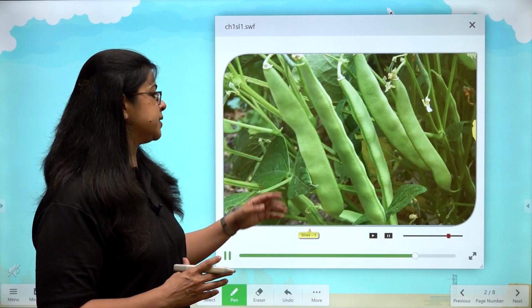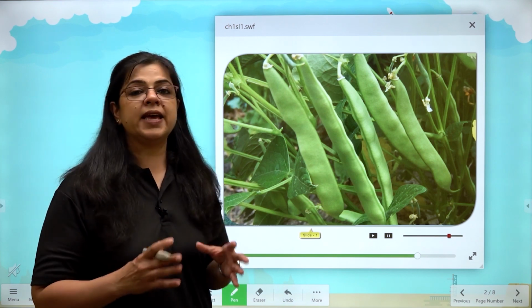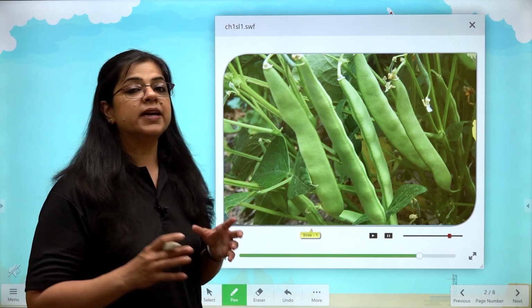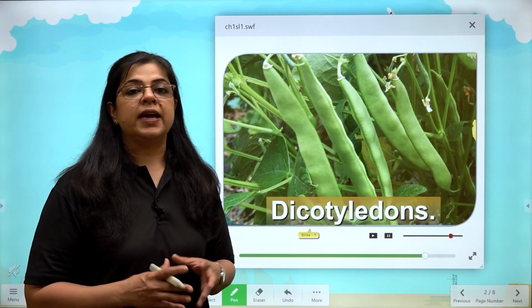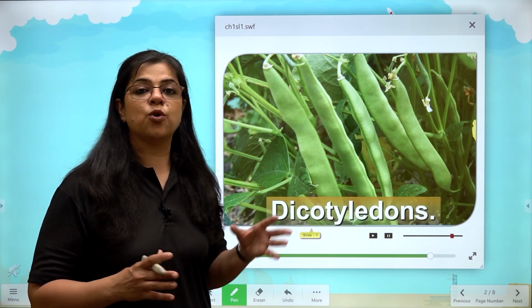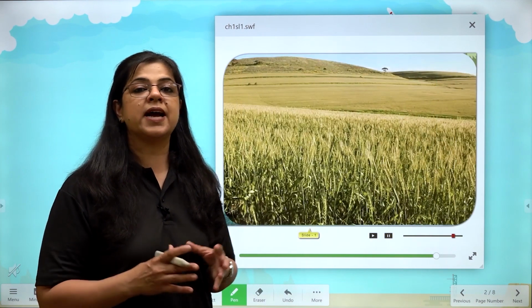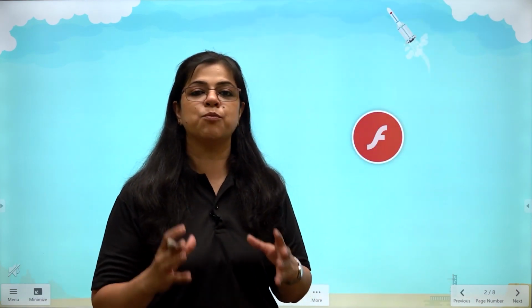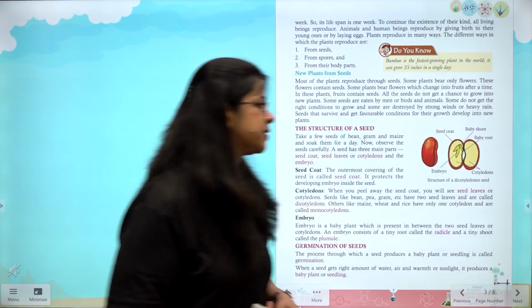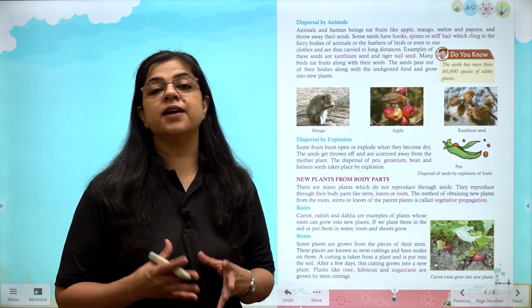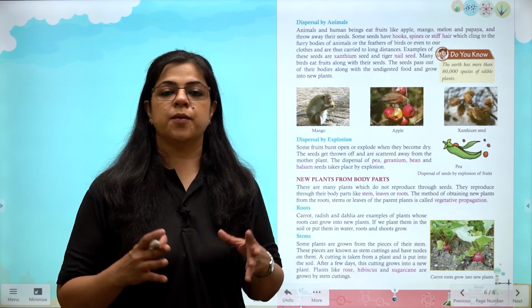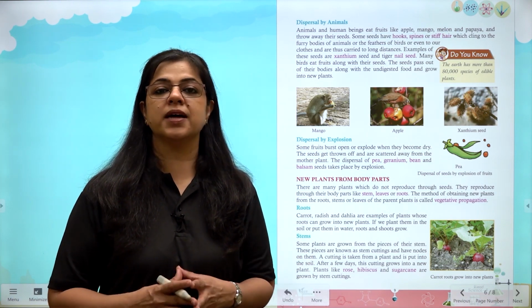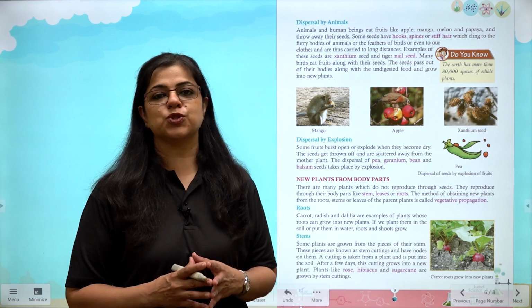In case of plants like peas and beans, they have two cotyledons. These plants are called dicotyledon plants. In other plants like that of wheat and rice, the seed has only one cotyledon, and these are known as monocotyledon plants. Now that we have learned how seeds produce new plants, let us understand how reproduction in plants takes place by other parts also.